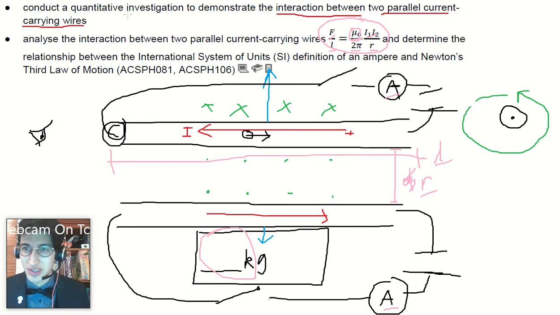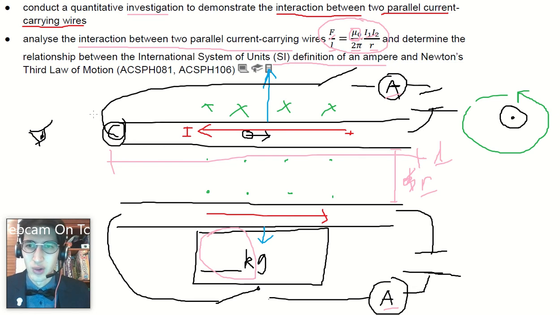There you go, there's your investigation, and that's also the equation that describes the interaction between two parallel current carrying wires. The only thing left to do is to look at the relationship between the SI definition of an ampere and Newton's third law of motion. And it's really funny.